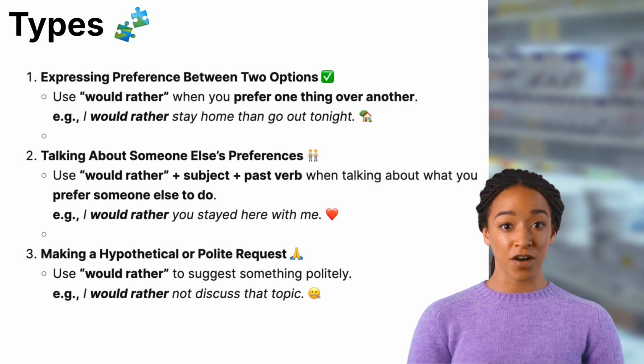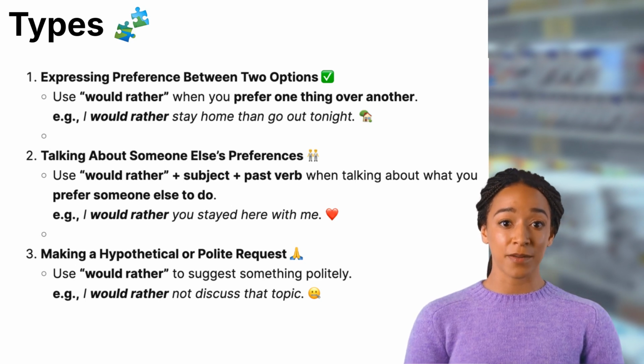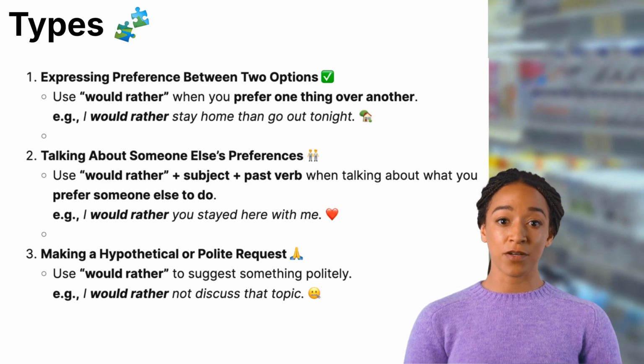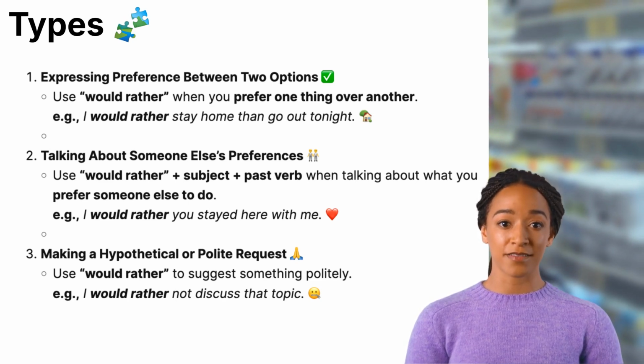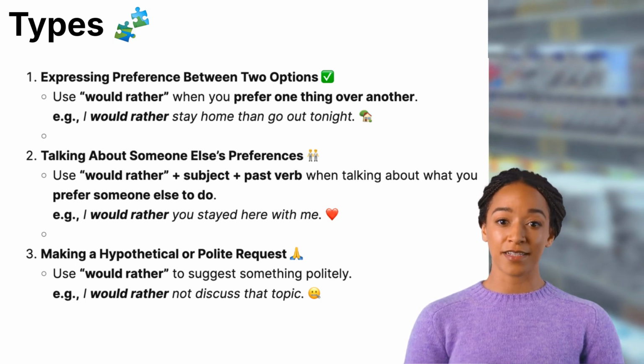Example, I would rather not discuss that topic. This means you don't want to talk about it, but you're saying it in a polite way. More examples, I'd rather not say. We would rather wait until everyone arrives before starting. If you want to refuse something politely, would rather is a great phrase to use.